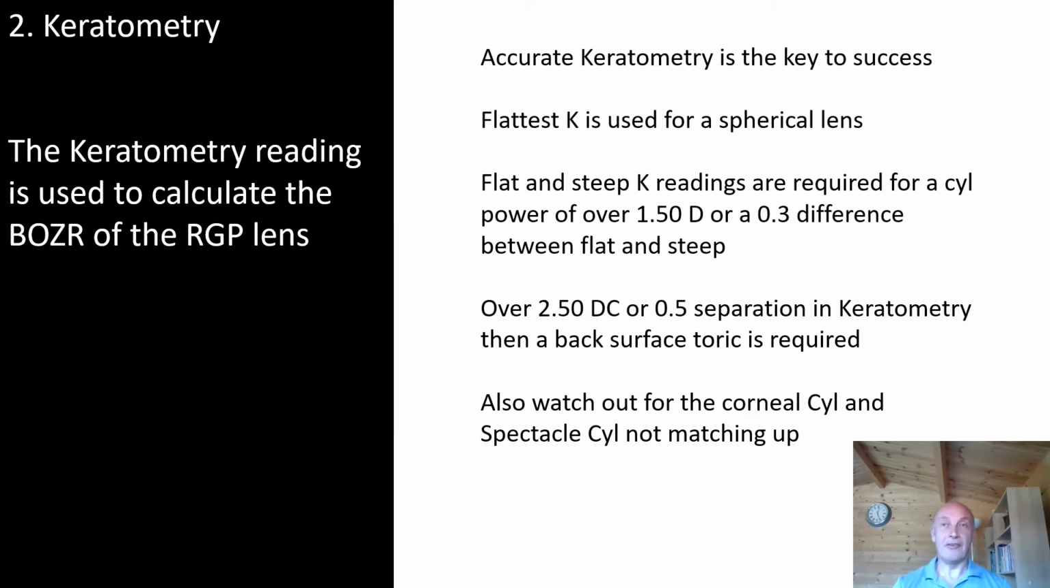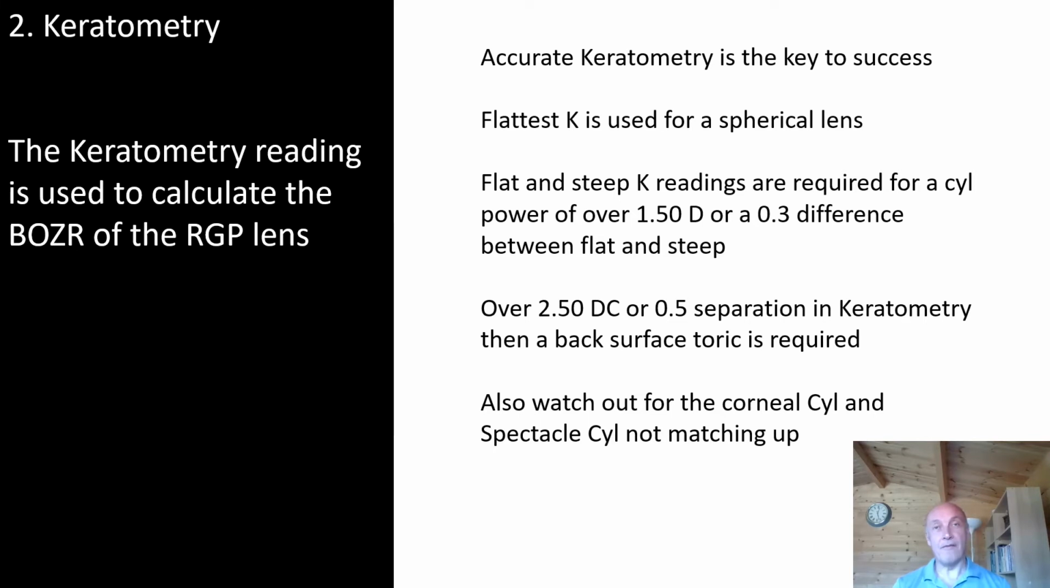We need really good, accurate keratometry readings. As you will know, flattest K is used for a spherical lens fitting. However, a lot of patients have some degree of corneal astigmatism. So if we go over about a diopter and a half, or a 0.3 difference between flat and steep, then we need to know those measurements, both of them. If the corneal astigmatism is over 2.5 diopters, or there's a 0.5mm separation in keratometry readings, then we need to consider a back surface toric.